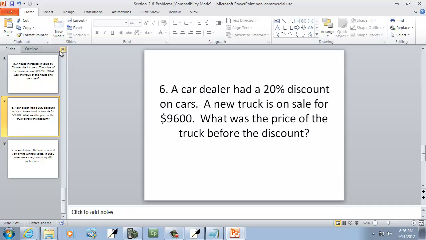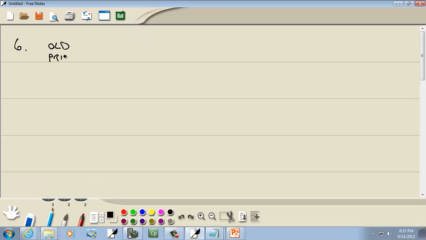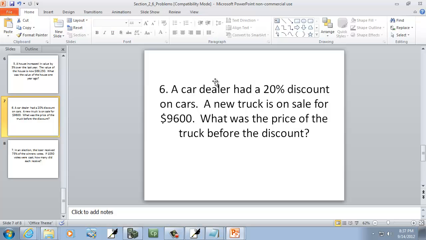So our old price minus, and then we take our old price times the discount percent. And that's going to give us our new price. So let's see what they give us.